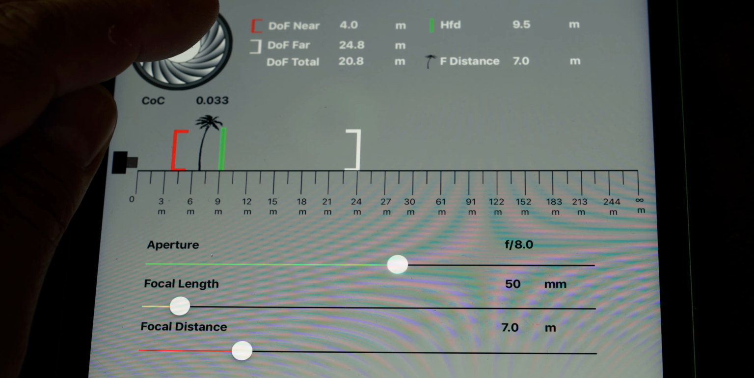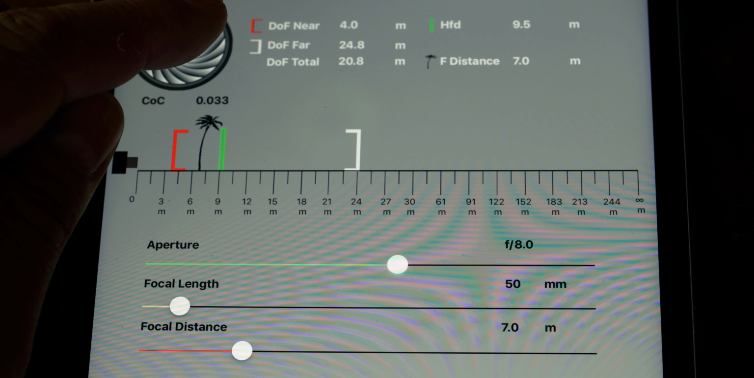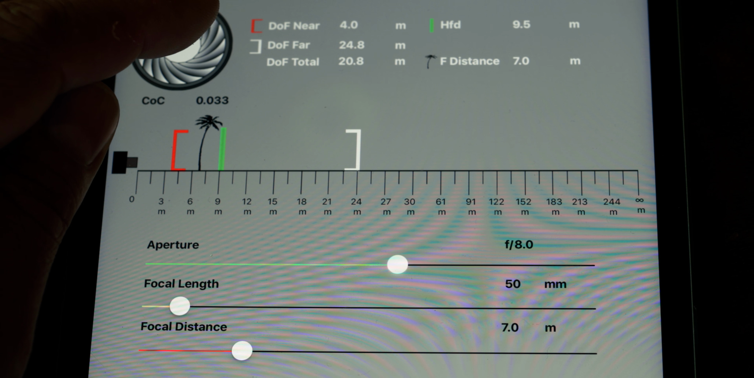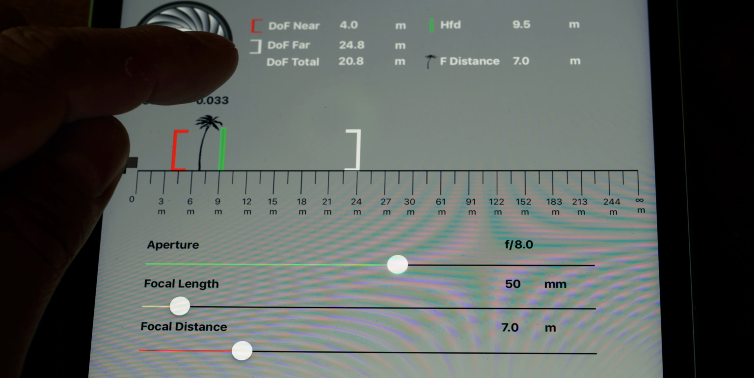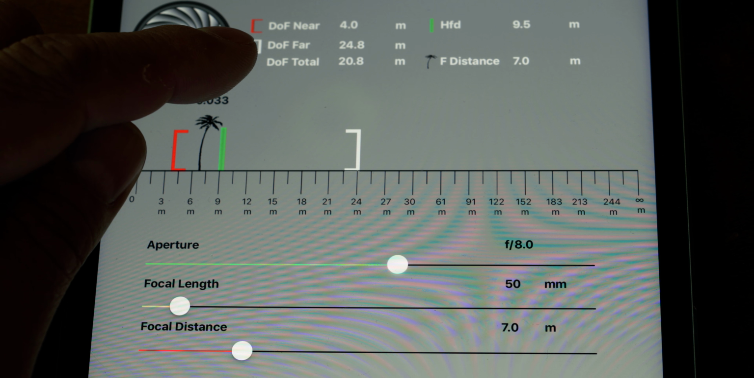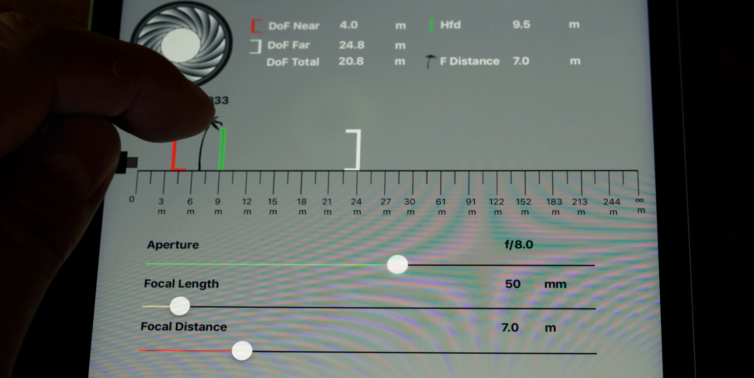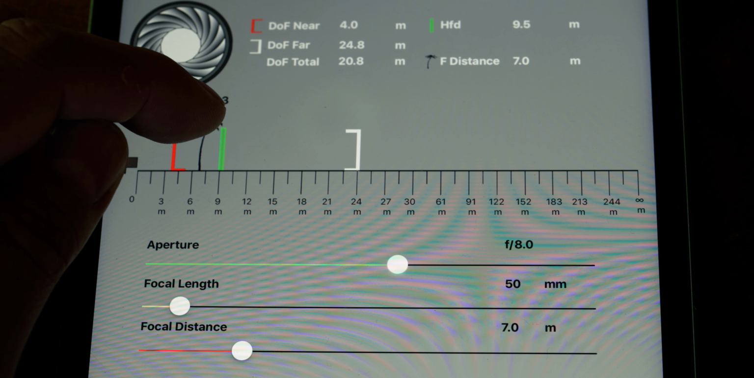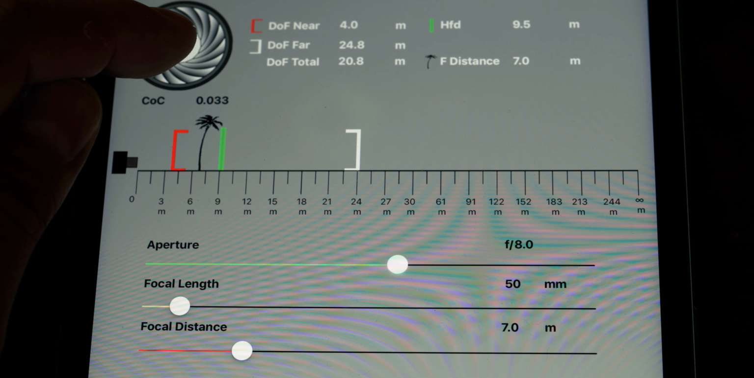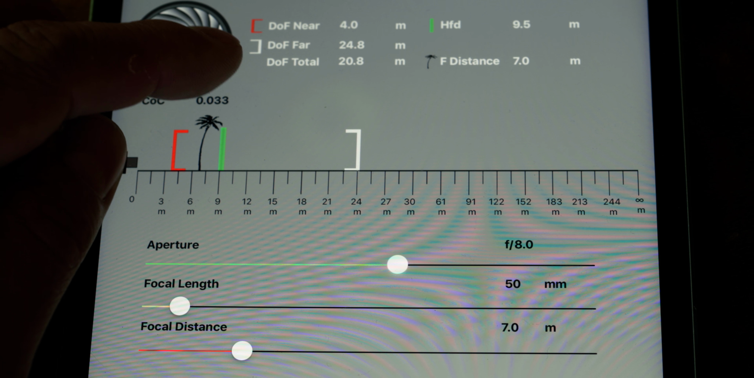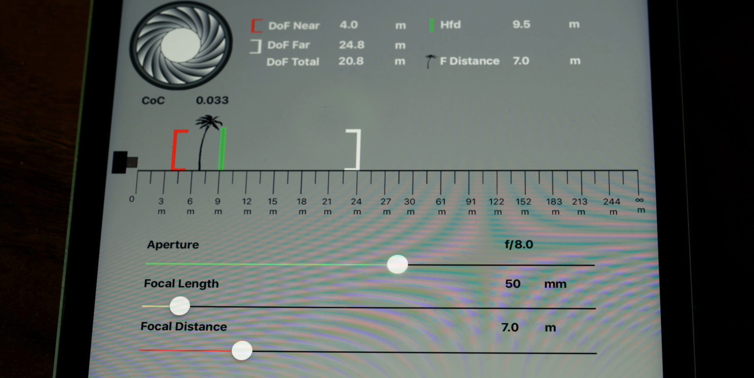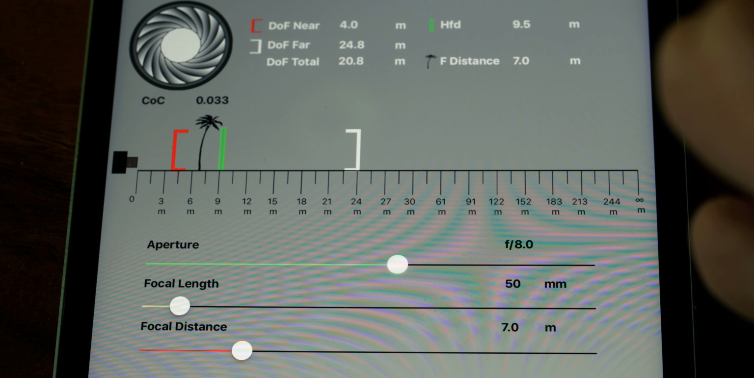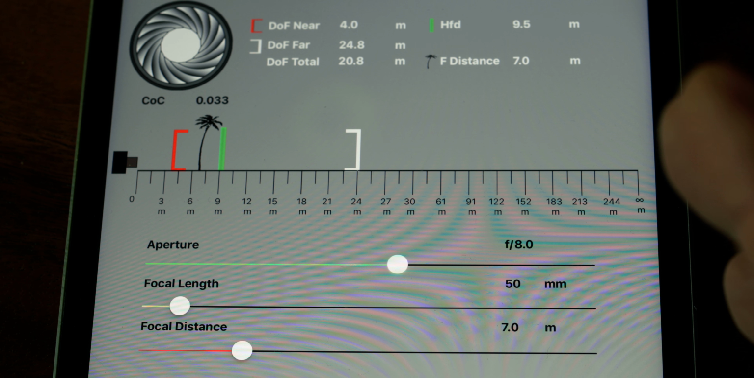So anything that is standing between 4 meters and 7 meters in front of the camera is going to be in focus. And behind the subject, starting from 7 meters all the way up to 24.8 meters in total, is going to be in focus. So you have about 13 meters behind the subject that is in focus. In total, the depth of focus is 20.8 meters. So you are getting a space of over 20 meters that is in focus, and that is using f8.